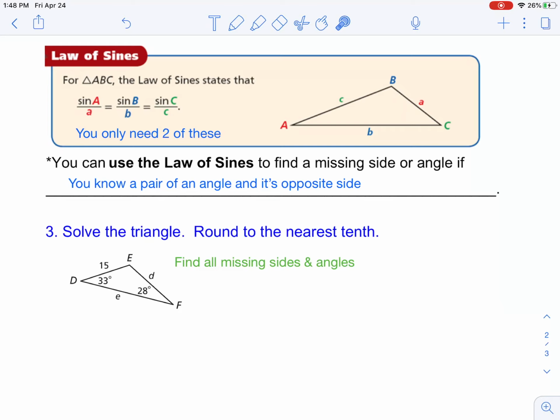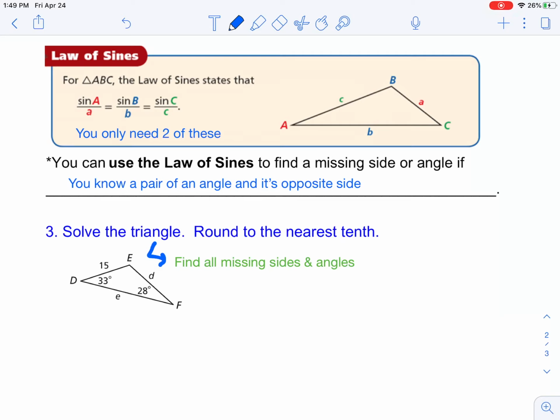So let's practice this with example number 3, where we need to solve the triangle. Remember that solving the triangle means we find all missing sides and angles. For this example, we're going to round to the nearest tenth. One thing I always like to do with these problems to start is just write what things are missing. What do I need to solve for?